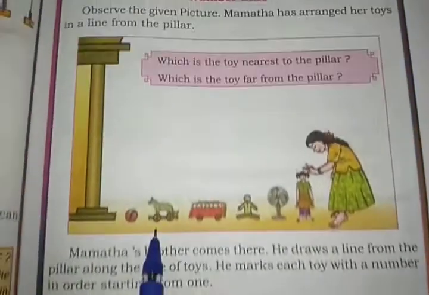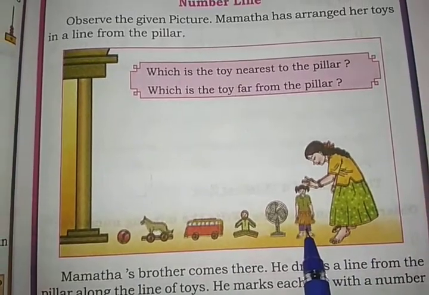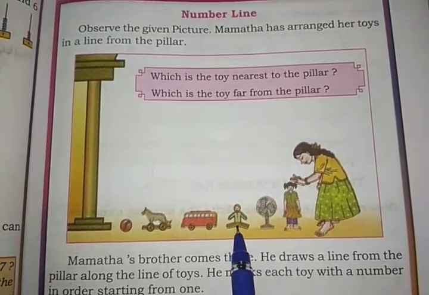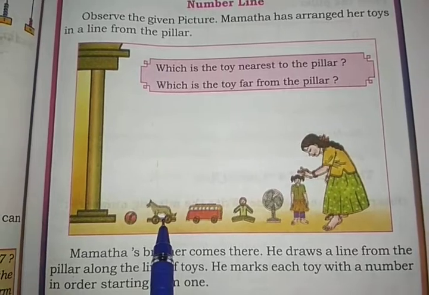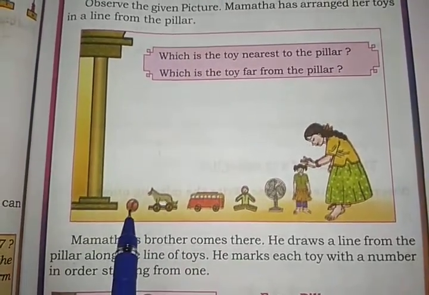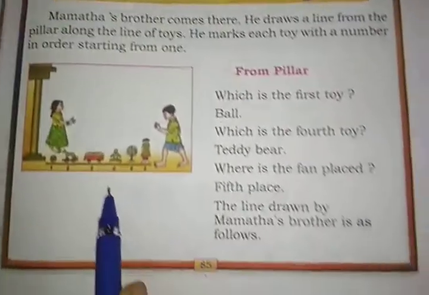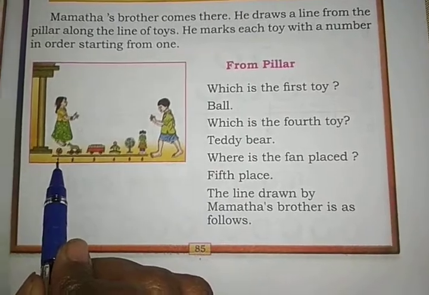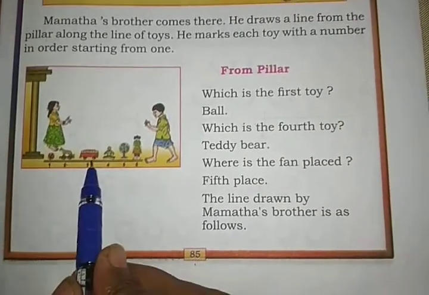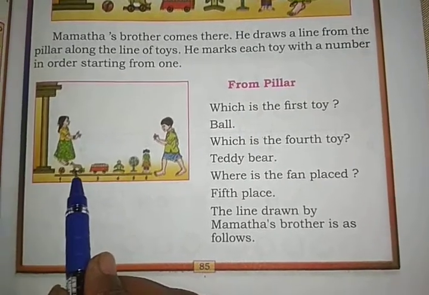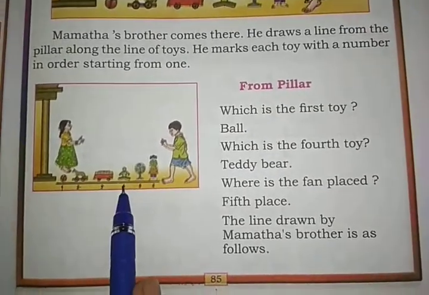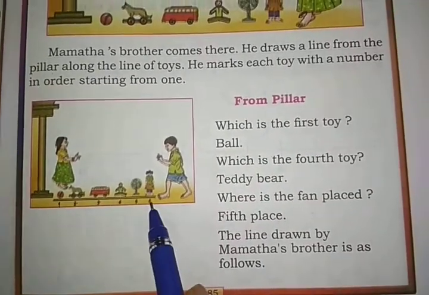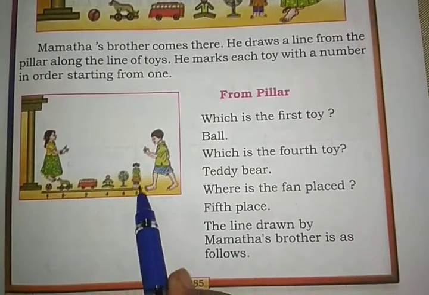Here you see. So, first what has Mamta arranged there? One doll. Next table fan. Next a toy. Next bus. Next that dog, and next a ball there. So she has arranged her toys one by one. In first place the ball, second the dog, then bus, then fourth toy, then a doll, then a fan.